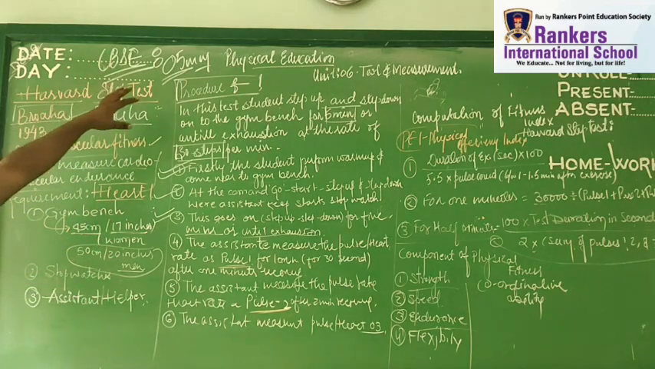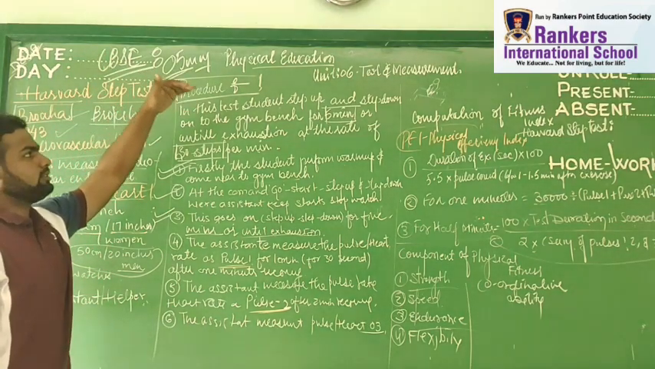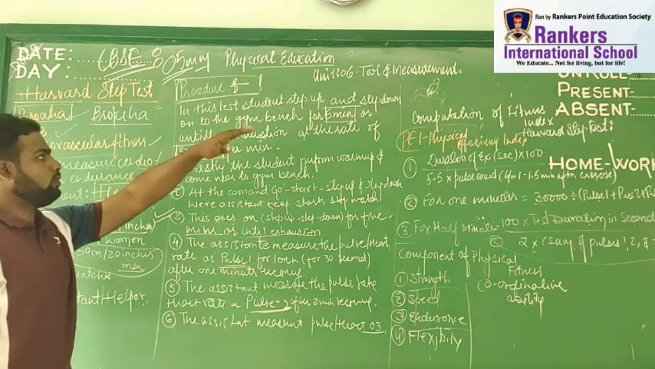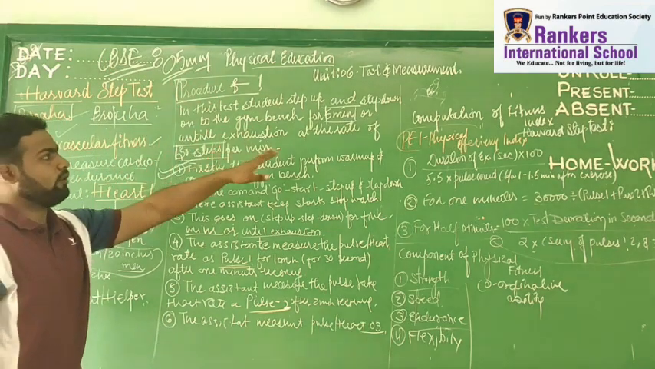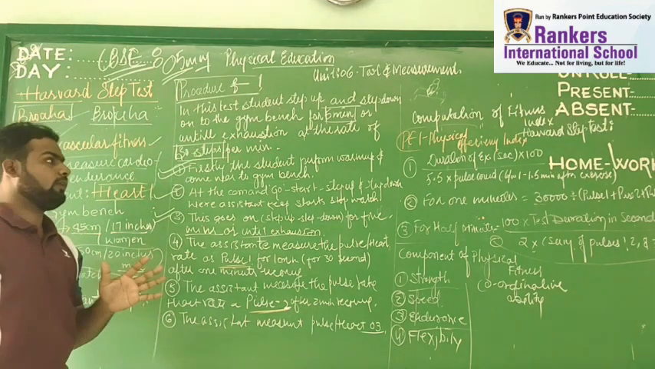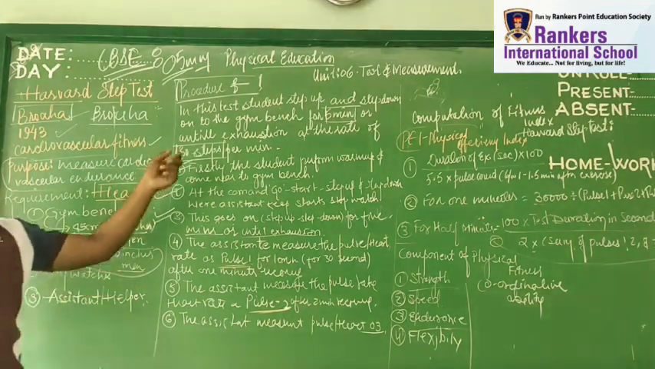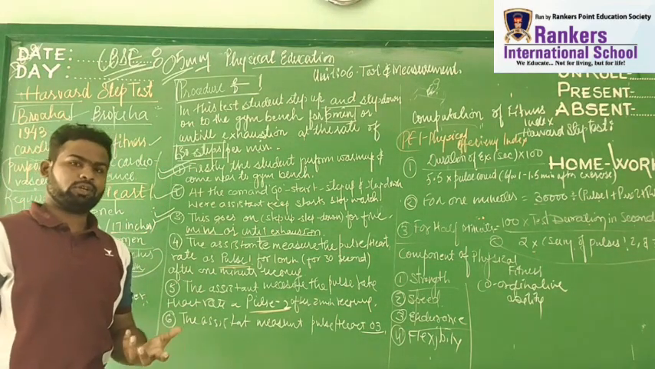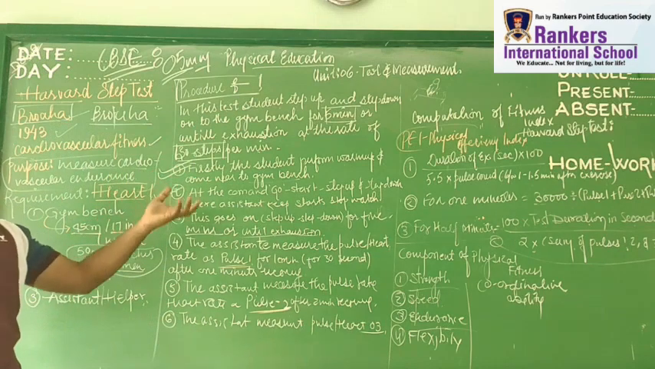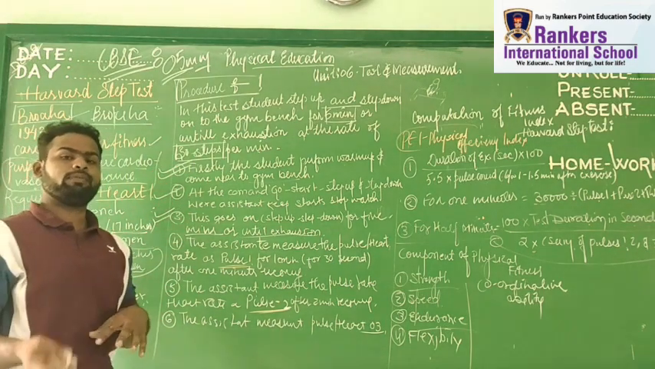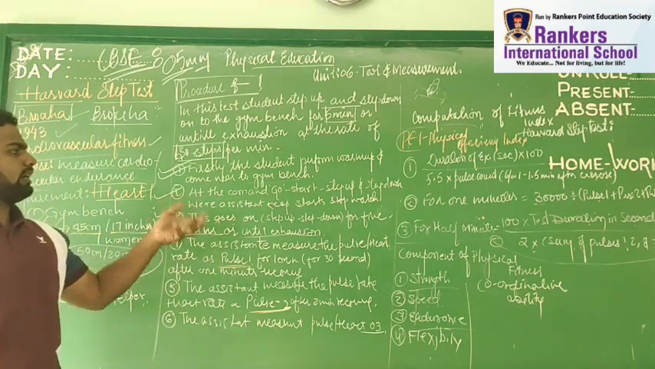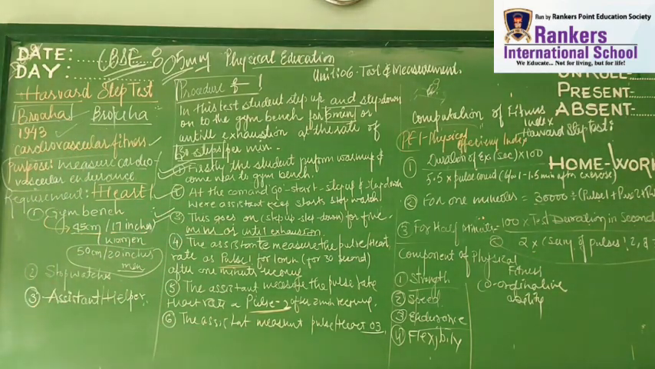Next is the procedure. In this test, students step up and step down on the gym bench for 5 minutes. How many minutes? 5 minutes. And they have to do 30 steps per minute or until exertion, right? Firstly they have to do a warm-up with general raising of body temperature so that they will be physically and mentally healthy. Then they start whenever they get the command. As and when they get the command, they'll start step up and step down.